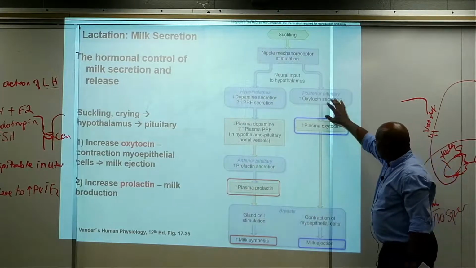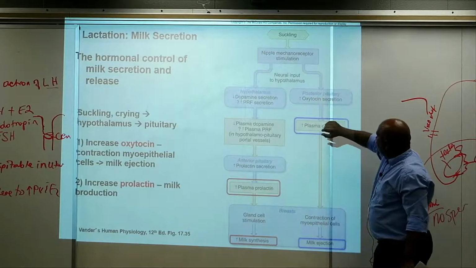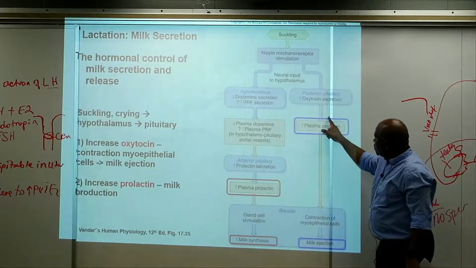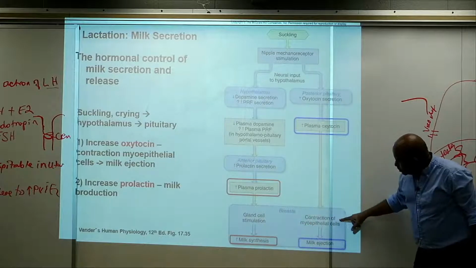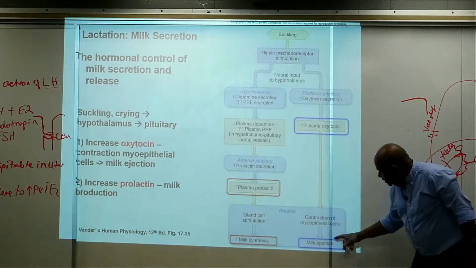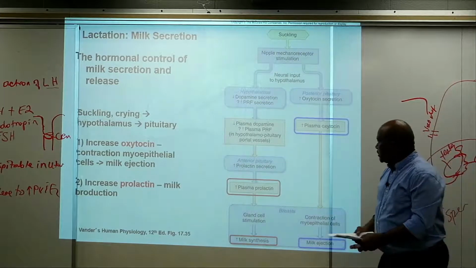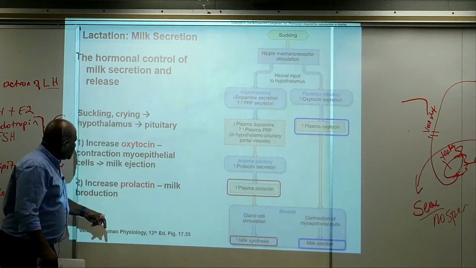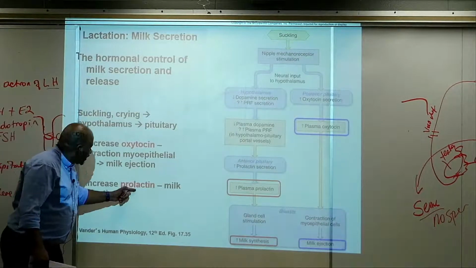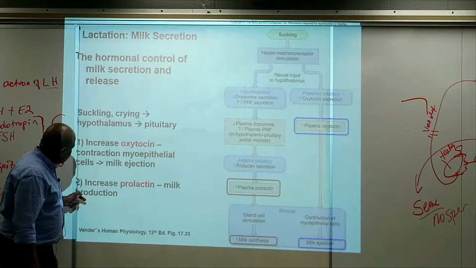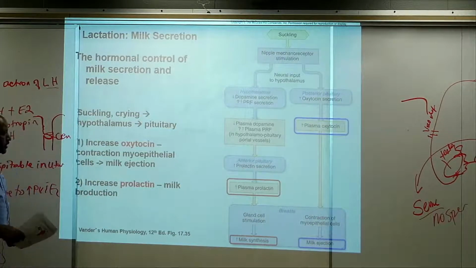On the other side, because of the suckling of the baby, oxytocin is produced from the posterior pituitary, and the increase in oxytocin acts on the breast to cause contraction of the myoepithelial cells in the breast, so that milk ejection is possible. That means the milk will be ejected. So an increase in oxytocin increases the contraction, which affects milk ejection. An increase in prolactin affects the breast gland cells to produce more milk after parturition.